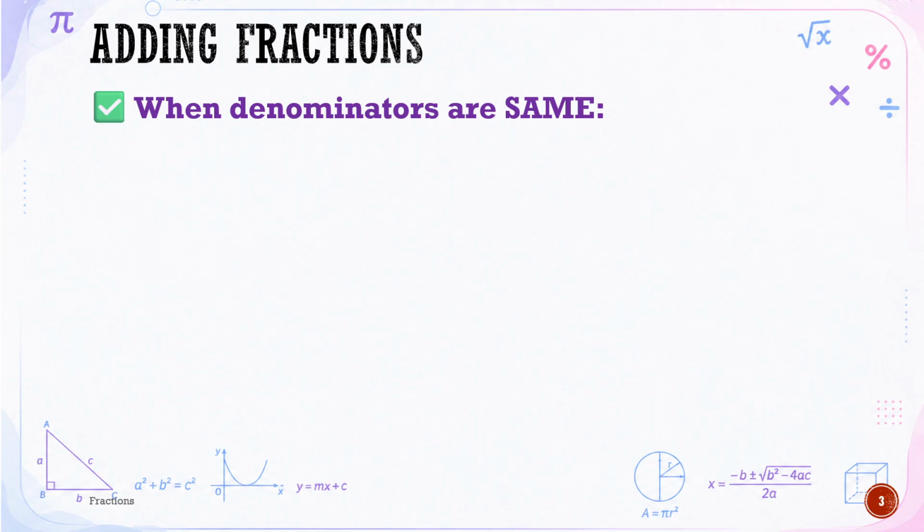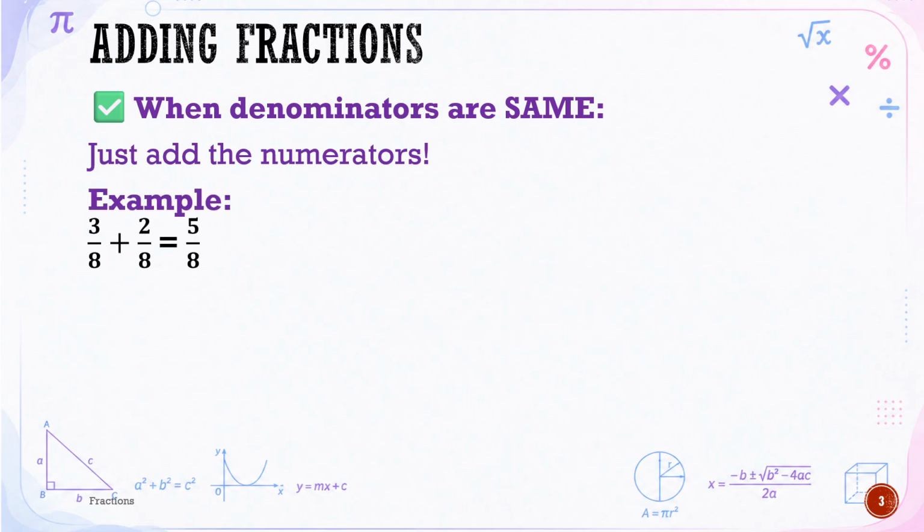Now, when you add fractions, the first and foremost important thing is you need to take a look at the denominators of the fractions on which you're going to perform an addition or subtraction, right? So when the denominators are same, it's easy. It's just that you need to add the numerators and you will find the answer of adding your fractions.